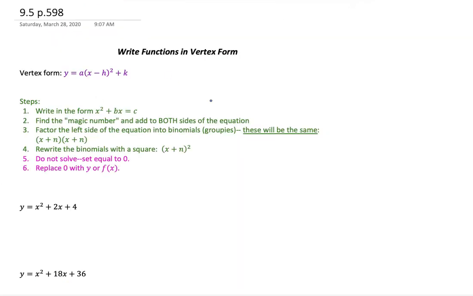Here we're going to write functions in vertex form. And it's the same steps up until through number 4. These are the exact same steps, except that you don't start to solve it. Okay? So it's actually kind of easier. So this is just taking a function that's in standard form, like ax squared plus bx plus c, and we're going to write it in vertex form.